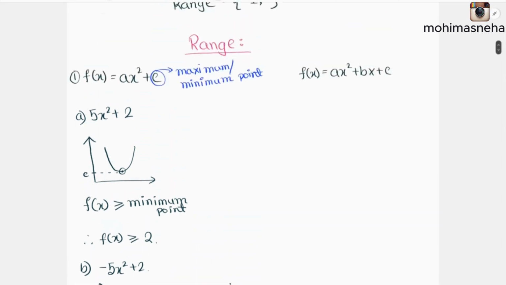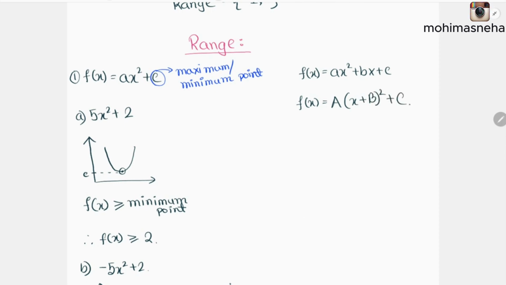But when you're working with this ax square plus bx plus c, which is the full format of the equation, now you have to do the completing the square first and then find out the values of your y coordinate of the maximum or minimum point. So you usually do this by converting it like this. f(x) can be written as capital A (x plus capital B) whole square plus capital C.